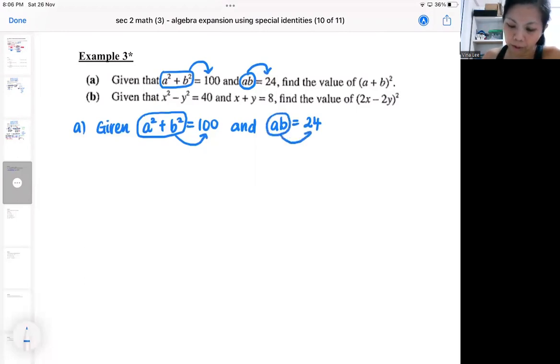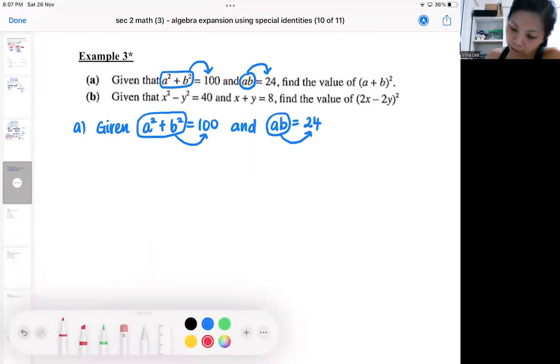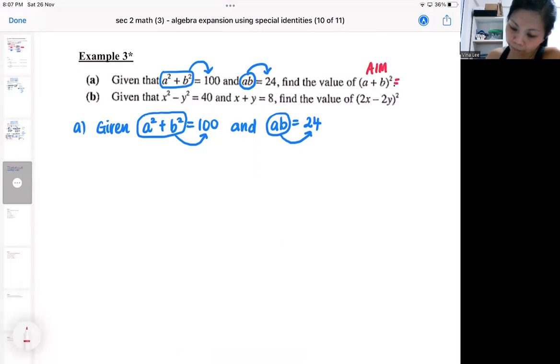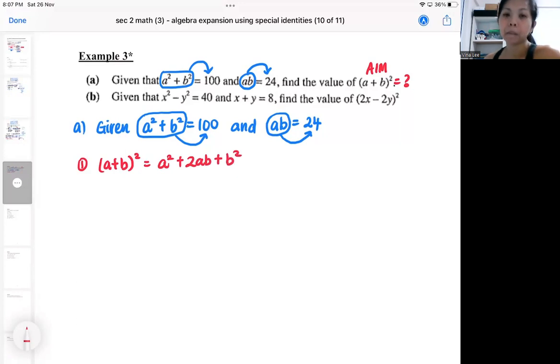So you treat it as a whole block of numbers. You are given 2 blocks of numbers, but you do not know your A and B, and your aim is to find what this value is. So first of all, do you realize that this actually looks like Formula 1?